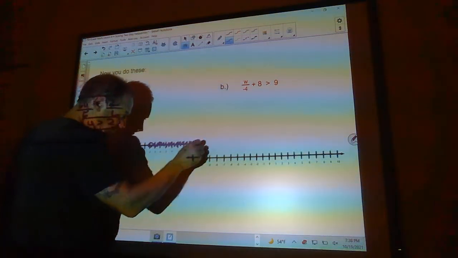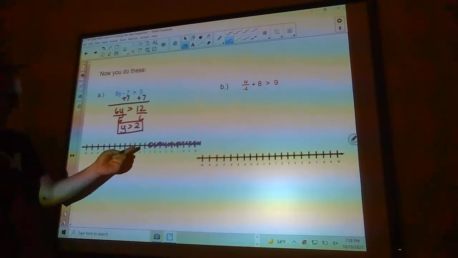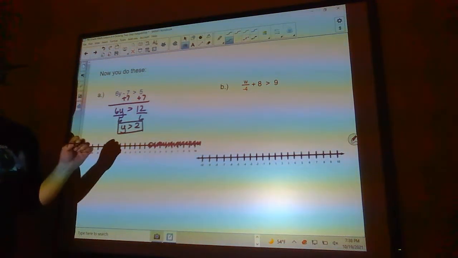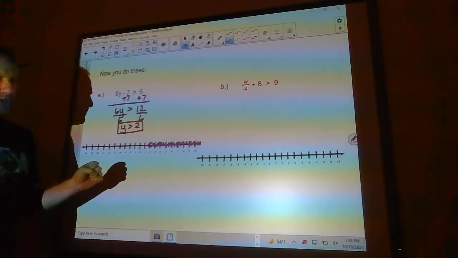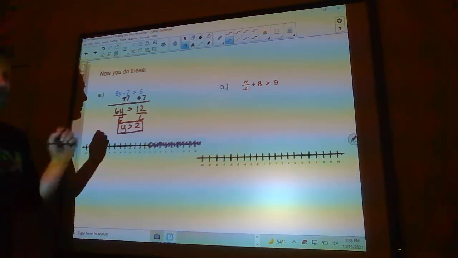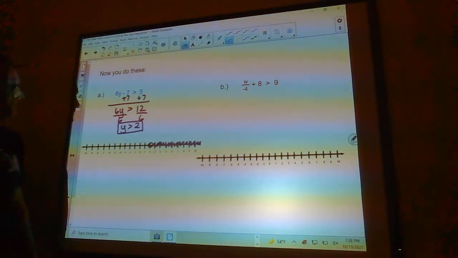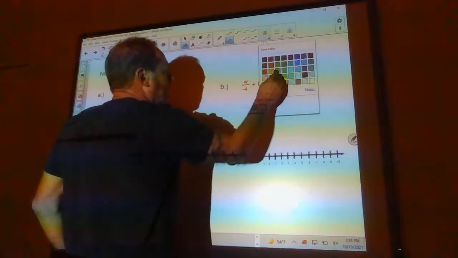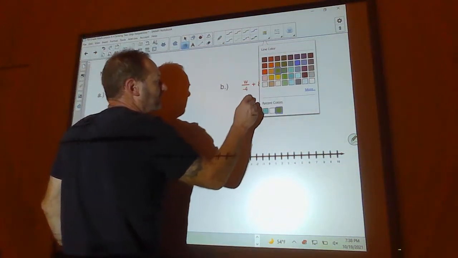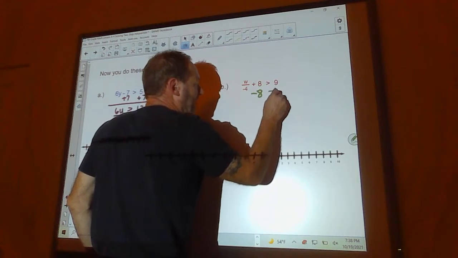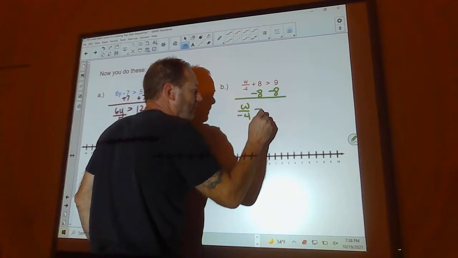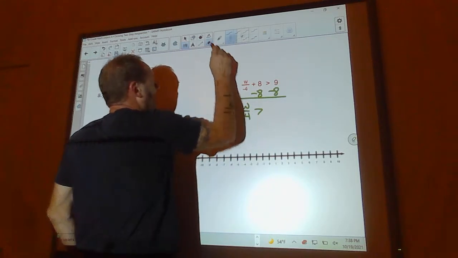Now remember, what does that open circle mean? It means that anything above 2 is an answer, like 2.0000000000001 is an answer, but 2 isn't. Okay? So then I'm going to look at this one. Let's subtract 8 first. So I get w over negative 4 is greater than, ooh, that's terrible.